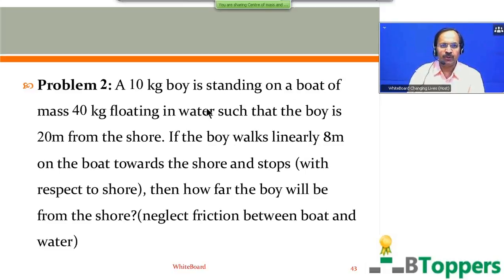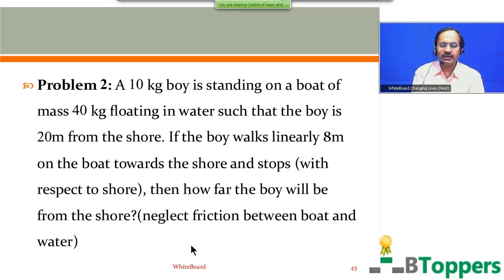A 10 kg boy is standing on a boat of mass 40 kg, floating in water, such that the boy is 20 meters from the shore. The boy walks linearly 8 meters on the boat towards the shore and stops with respect to the shore. Then how far will the boy be from the shore? Within bracket, neglect friction between the boat and water.